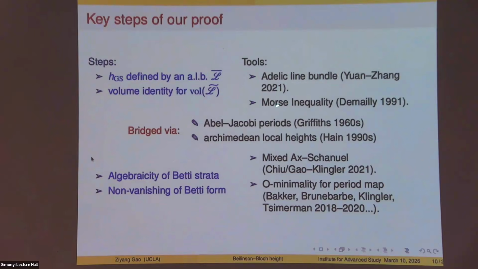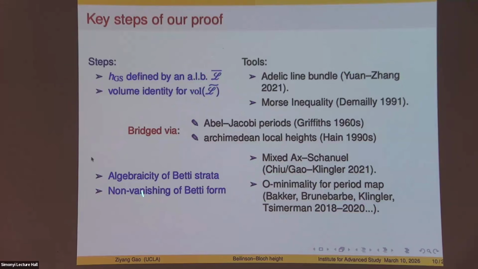And in the proof, we also use Morse inequality, some very serious analytic tools. The upshot is we want to show that this height function is a height function defined by some line bundle. And then we convert the problem to the geometry of line bundles. And we do want to compute the volume of this line bundle to prove it to be positive. For that, we need to use this Morse inequality I'm going to talk about later.